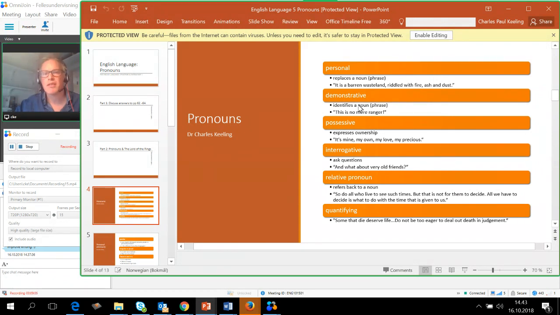So the example here as well, I think this must be Ian McKellen. This is no mere ranger, he says of Aragorn, son of Arathorn, if I'm not mistaken. Not sure if that's at the village of Bree or later.